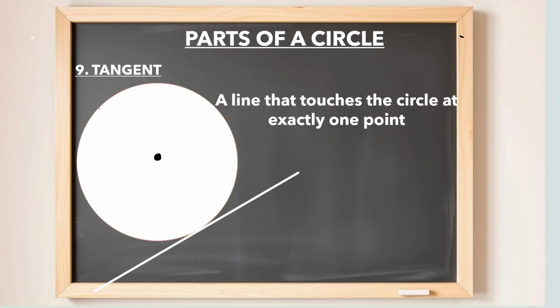Look at this line. It touches the circle at this point, only this point. So this is called the tangent. You can see this is called the tangent.